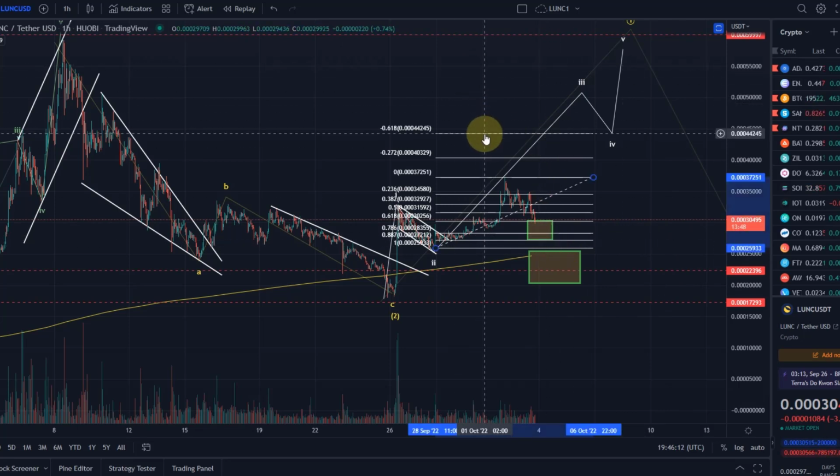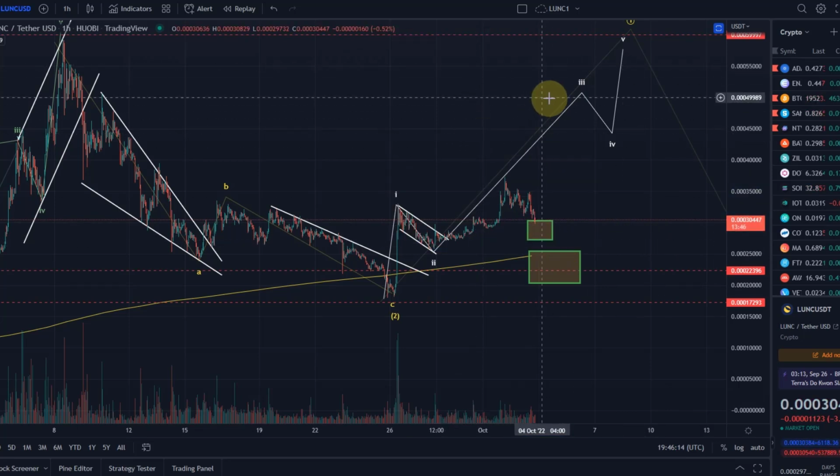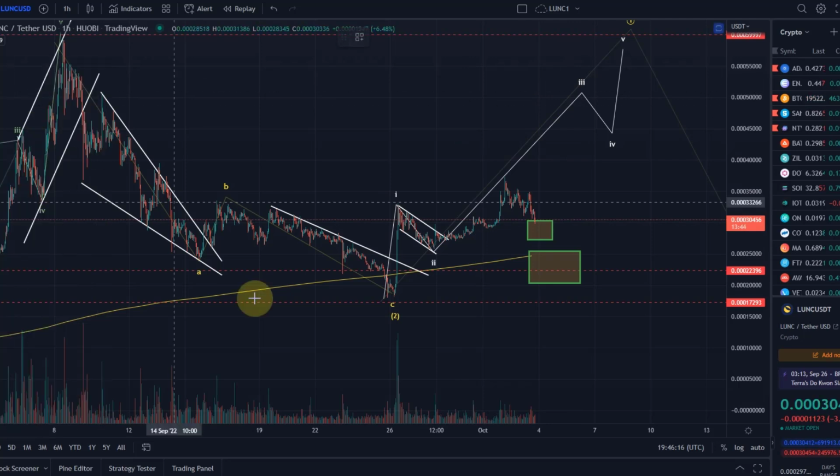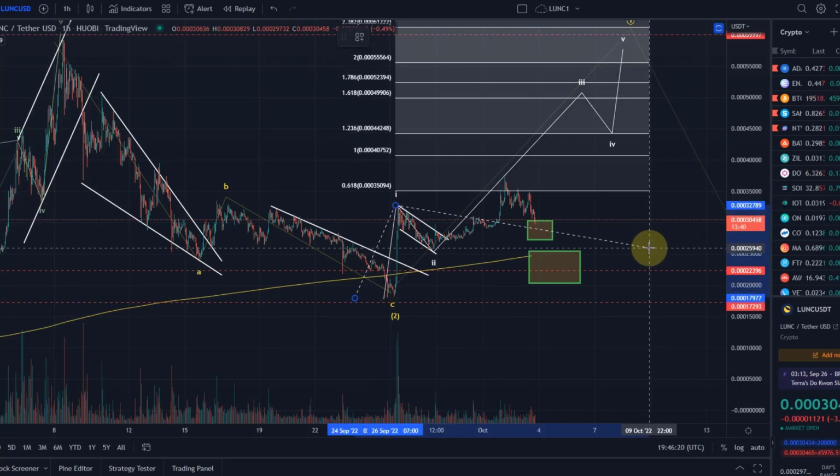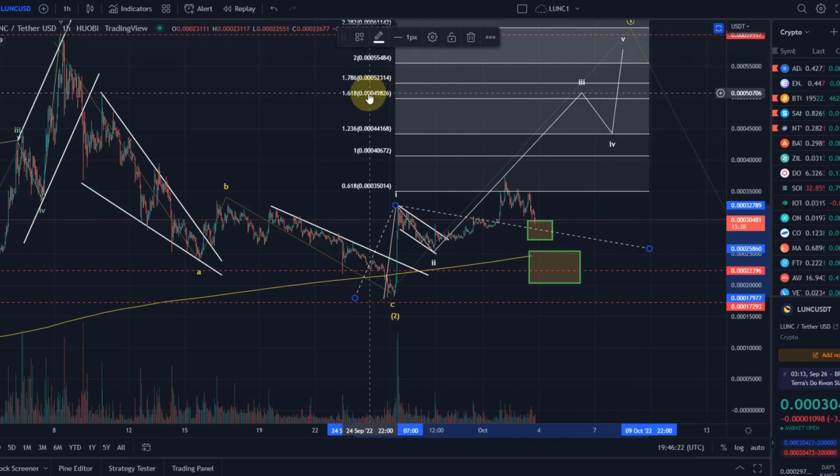Target in this scenario for this wave 3, I already gave you. I can do it again. That would be assuming that this was wave 1 coming down in 2. So target here would be 0.0005 for this wave 3.